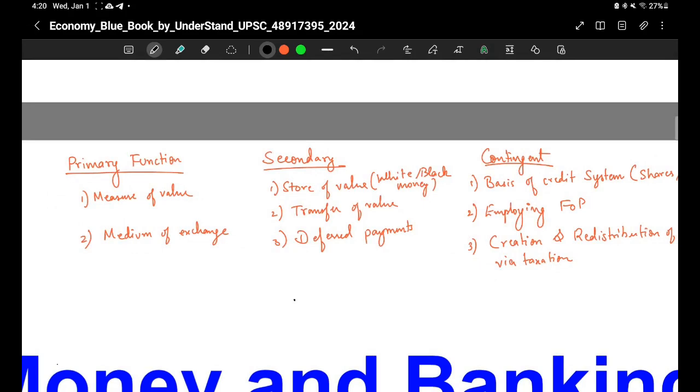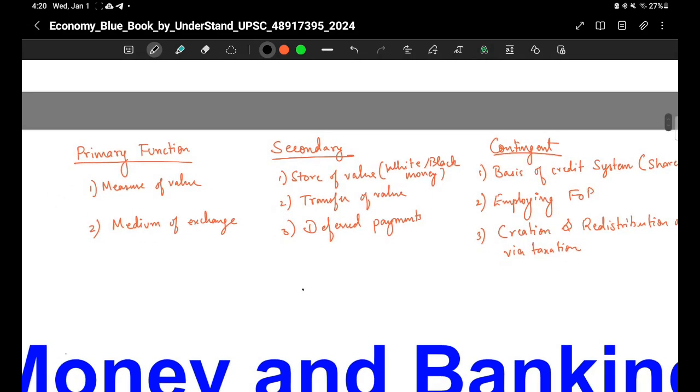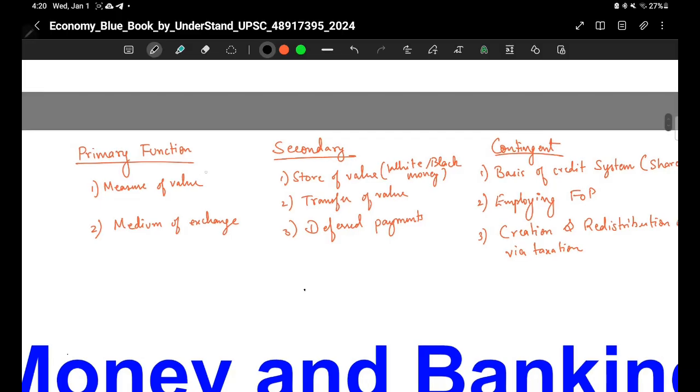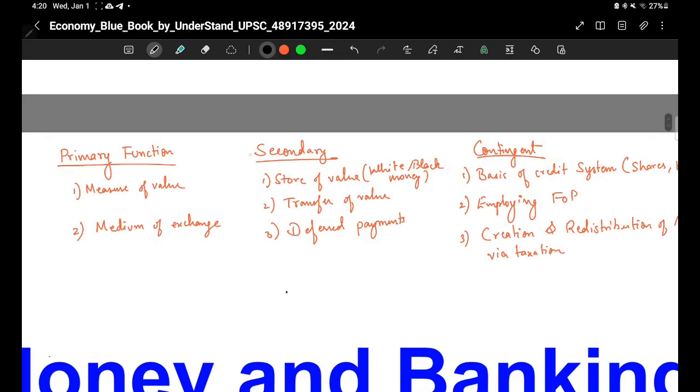So what is the primary function of money? It acts as a measure of value. Like you can measure, say, 5 rupees, 10 rupees. You can measure that value in a note or a coin or whatever. Then it acts as a medium of exchange. For 10 rupees, you can buy, let's say, 100 grams of rice. Money acts as a medium of exchange. These are the primary functions.